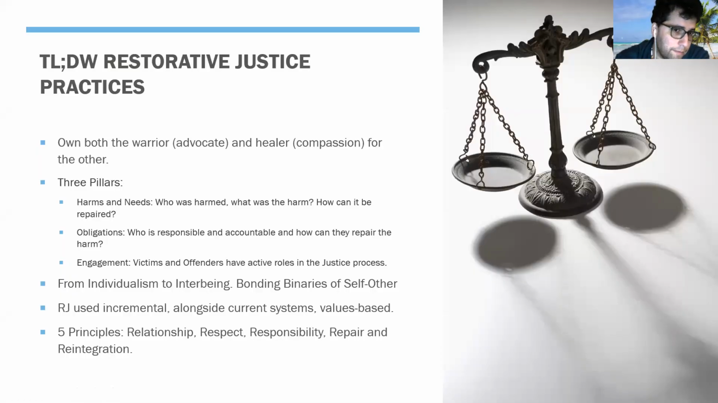So the big overview, if we're trying to talk about restorative justice practices for the too long didn't watch, is that really the goal is to own the warrior side of you, the side of you that advocates for change. This isn't a violent warrior type. And the healer side, which has compassion for the supposed other.